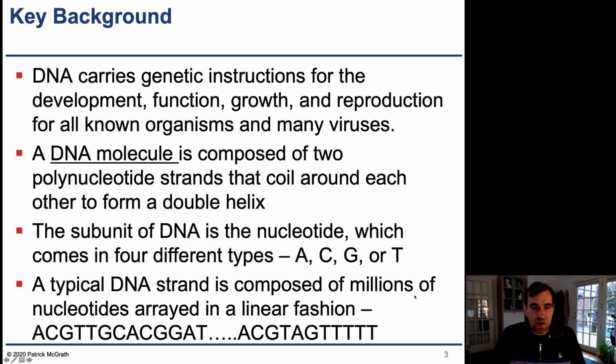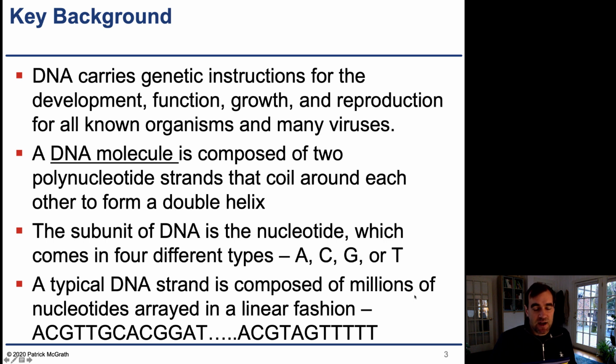So DNA carries genetic instructions for the development, function, growth, and reproduction for all known organisms and many viruses. I'm assuming you know all this information from your intro bio class, and this is pretty straightforward. So why do humans become human? Why do chimpanzees become chimpanzees? Why do dogs become dogs? They all start from a single cell, and the reason is because their DNA complement is different. So the dog genome contains instructions for creating a dog. The human genome contains instructions for creating a human.